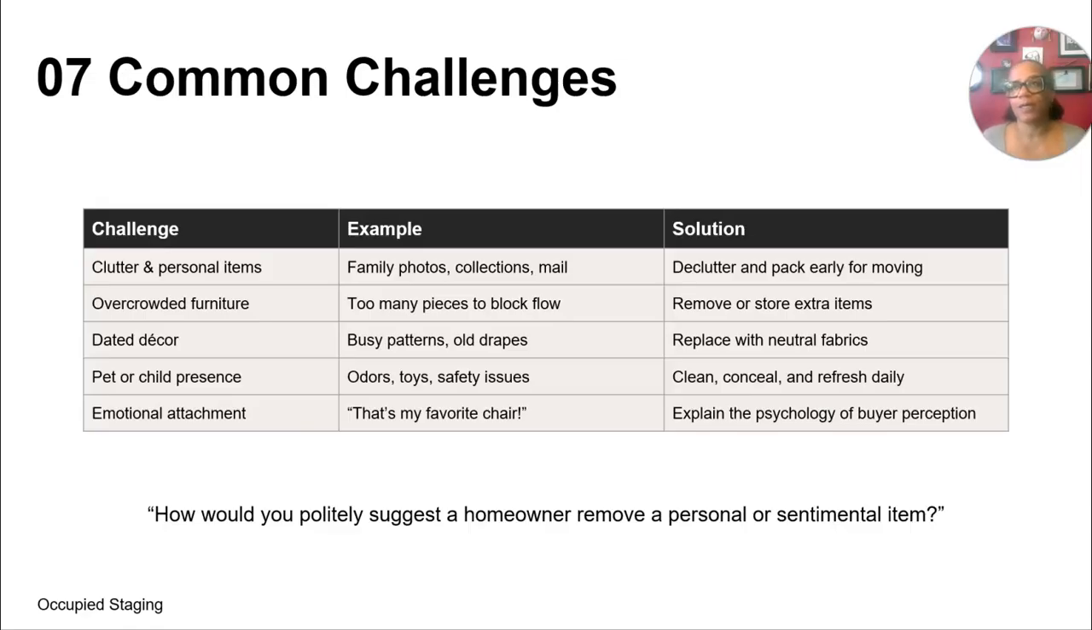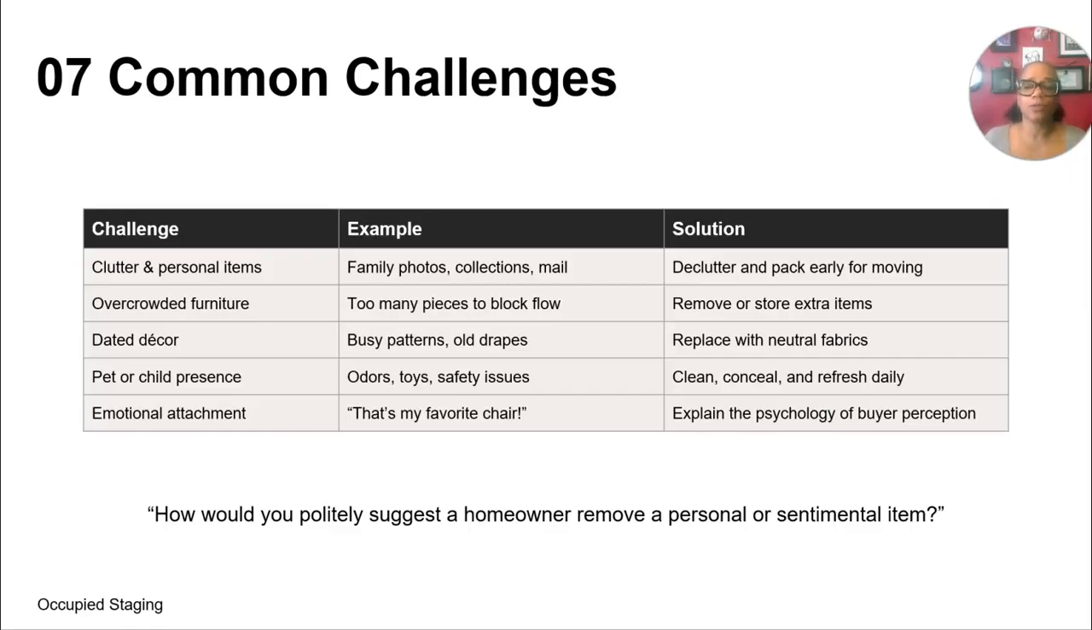Dated decor. If they have busy patterns or old blinds that are falling apart or really dirty, it may be a good time to suggest that they do a refresh and an update. Anything you can replace, you replace with something that is neutral. Child or pet presence, yep, that's one too, right? So you need to make sure that the odors are kept to a minimum, that the toys are put away, and that's probably up to them more than it is to you, but it is sort of a challenge. And then you just want to make sure that the house is clean and refreshed daily.